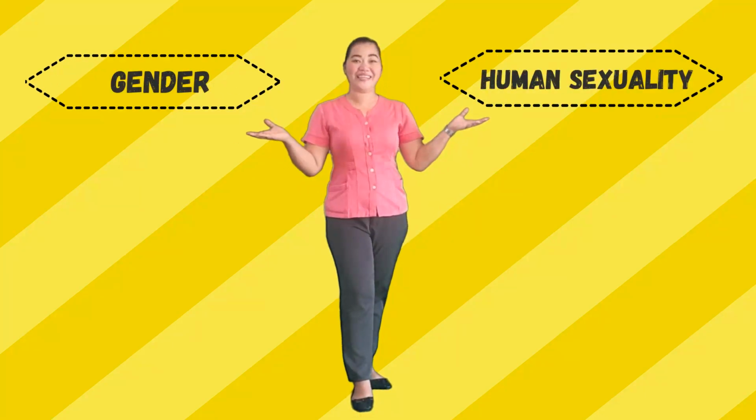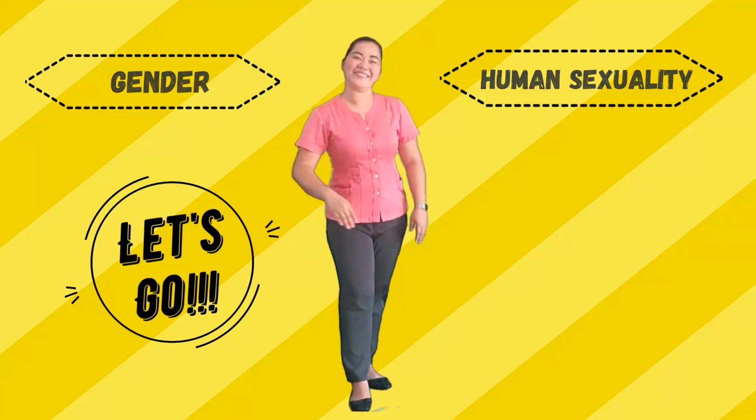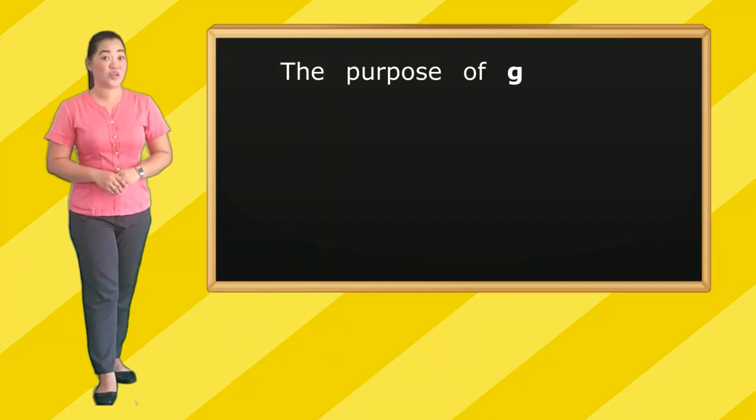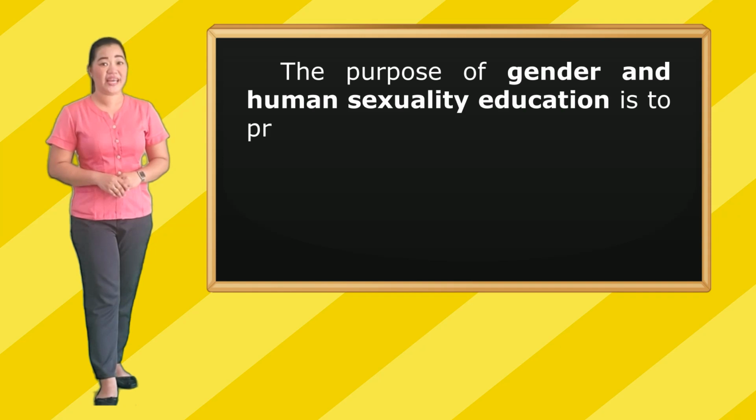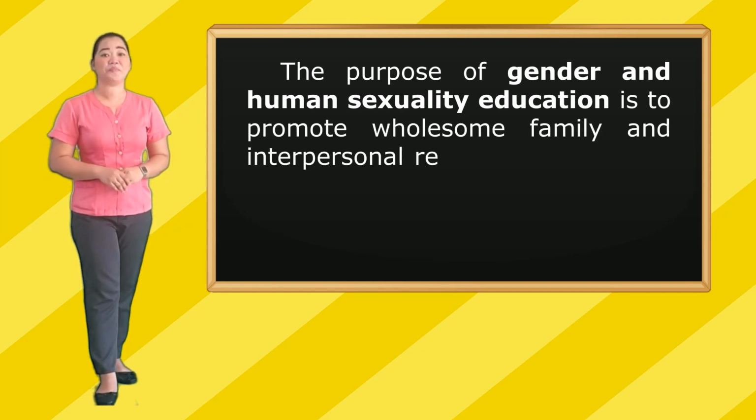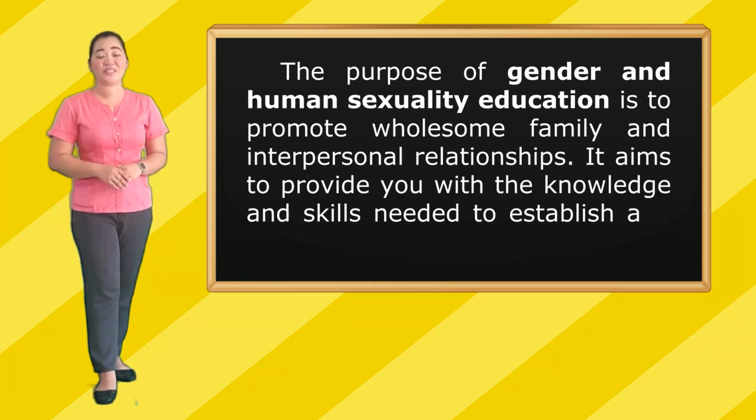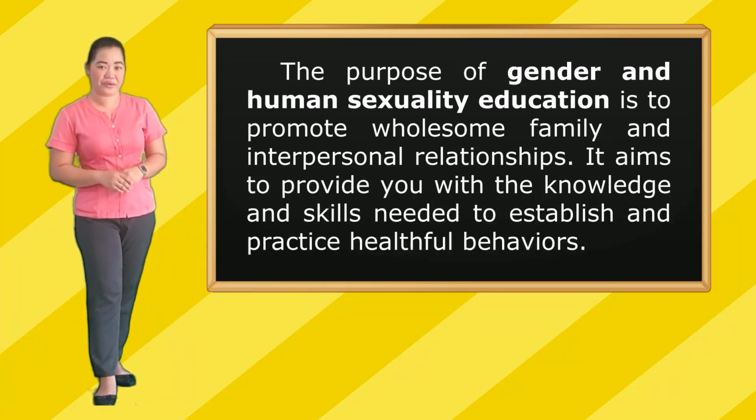Today, let us have a discussion about gender and human sexuality. Are you ready? Let's go! Let's define sex. Sex is a major aspect of personality. It is closely related to emotional and social development and can be best understood by connecting it to the total adjustment of the individual in family and society. The purpose of gender and human sexuality education is to promote wholesome family and interpersonal relationships.